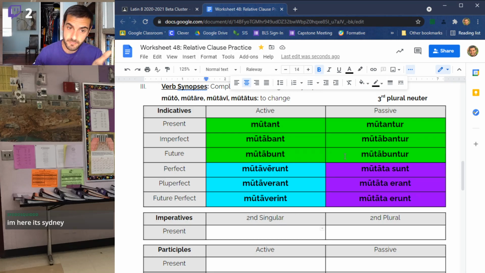Imperatives, these are the command forms, so just chop off the RE. We get muta for the singular, and mutata for the plural. Exclamation points optional.